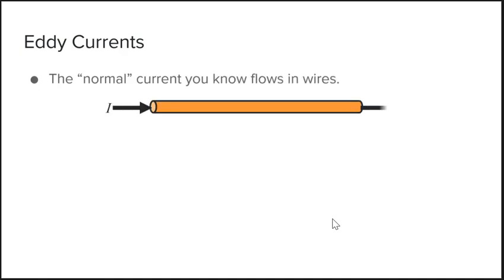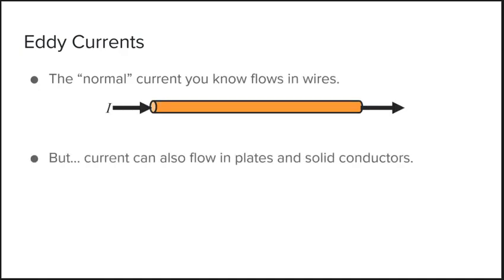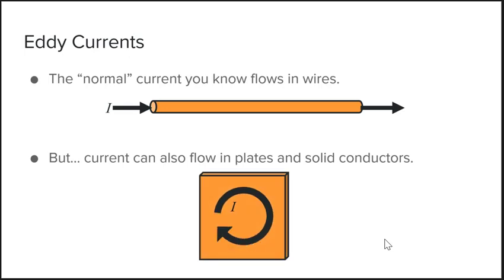So what are eddy currents? The normal current you know flows in wires. But currents can also flow in plates and conductors. When they do, they tend to make circular loops, like circular whirlpools in streams. These little circular loops of currents are known as eddy currents, and they are often used in braking systems.